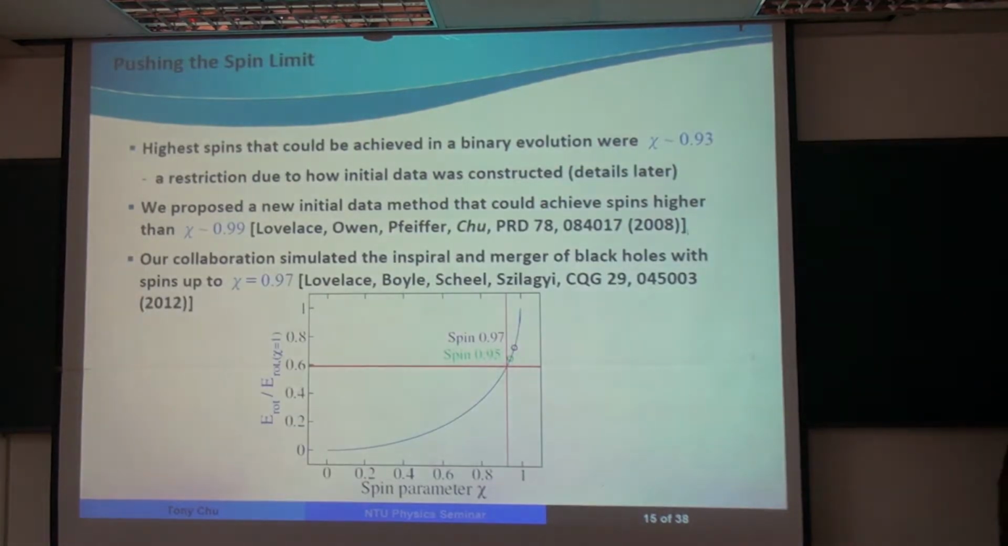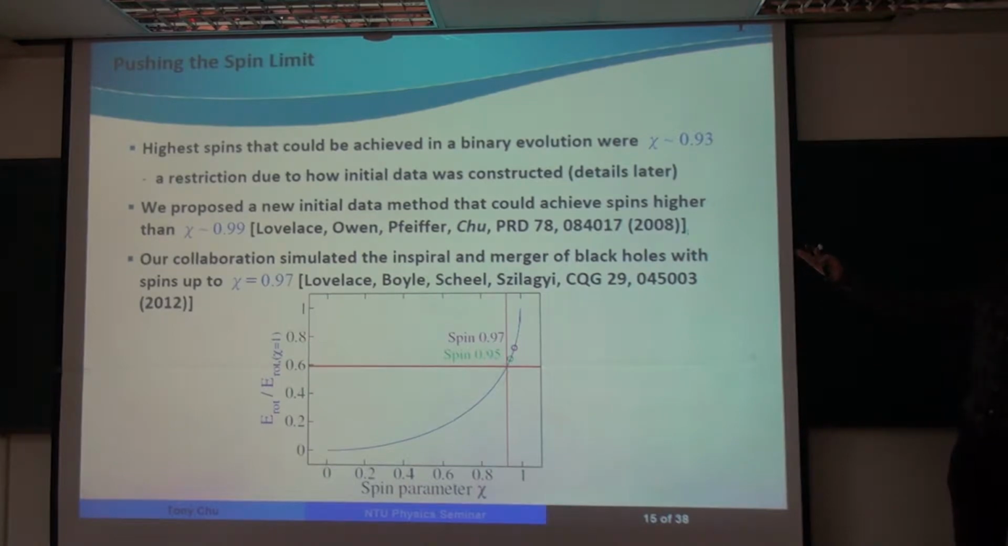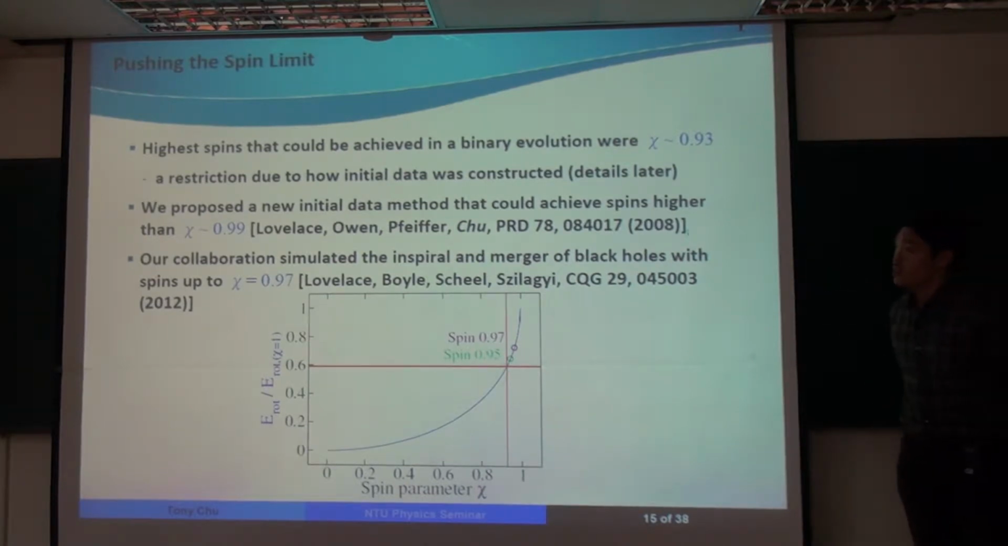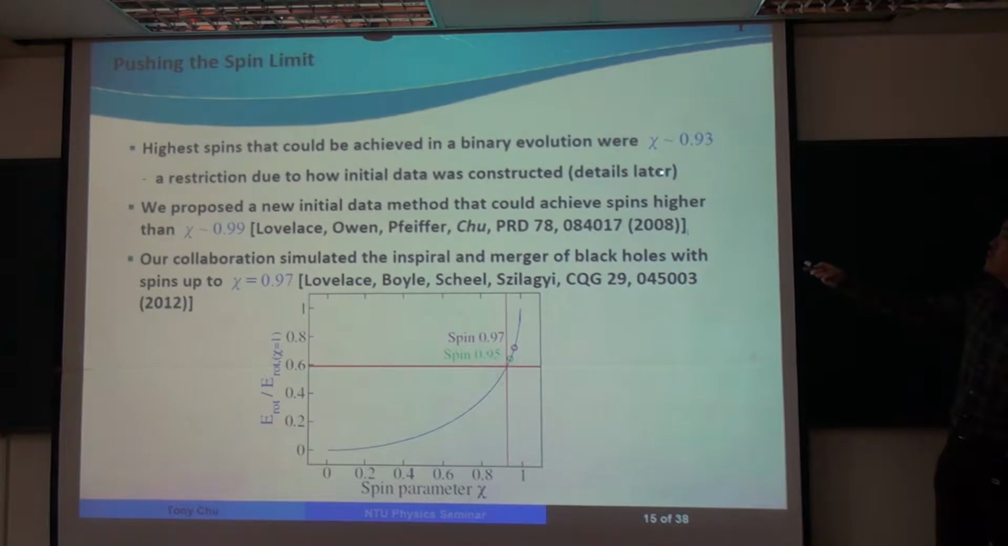So I mentioned that to calibrate, for instance, the effective one-body model, to be valid for higher spins, we need numerical relativity simulations that have higher spins. So we want to push the spin limit. And in the past, the highest spins that could actually be achieved in numerical relativity simulations was only about 0.93. And why that is, is because of how initial data was constructed. And I will also say more about that later.